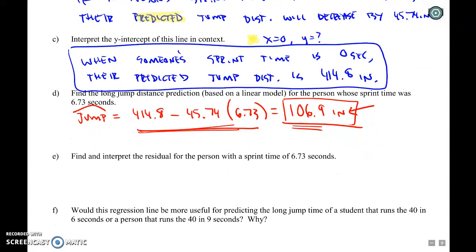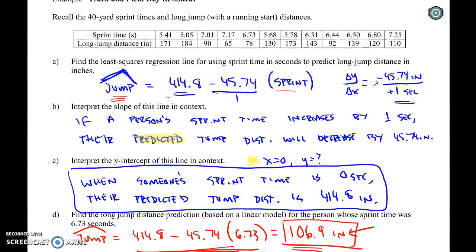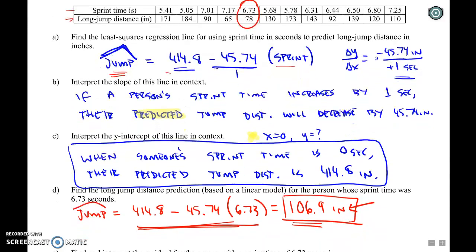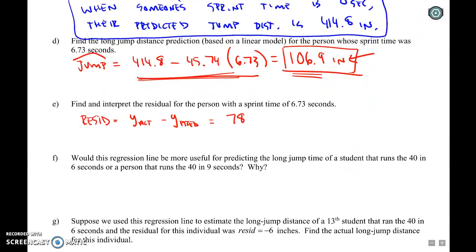Find and interpret the residual for the person with a sprint time of 6.73. All right, so residual is y actual minus y predicted. Remember, AP class. So what was the actual time? To find the actual time, we've got to go back to our original data set. 6.73 seconds, that's that person right there. There's just one. Their actual jump distance was 78. That was their actual.